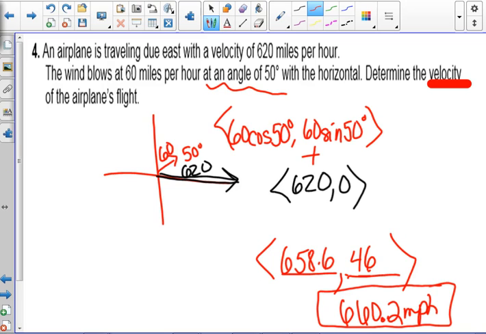Can we do the direction real fast? What's inverse tangent of 46 divided by 658.6? Like 4.2 degrees. Anybody get that? 4.17 degrees? No? Did I type it right? I typed it wrong. Oh, I get 3.99? Okay, so I'll go with 4 degrees. It's 4 degrees above, so you would say it's pushing it 4 degrees towards the north or north of east, or whatever weird direction it was asking.